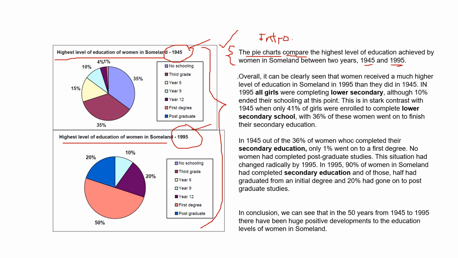Next, in the next paragraph, are you supposed to do something like this? In 1945, 35% of women did not attend school. 35% finished third grade, 15% finished year 6, 10% finished year 9, 4% finished year 12, and only 1% finished first degree. Is that how you should be reading data in a graphic aid? The answer is very clear. The answer is no.